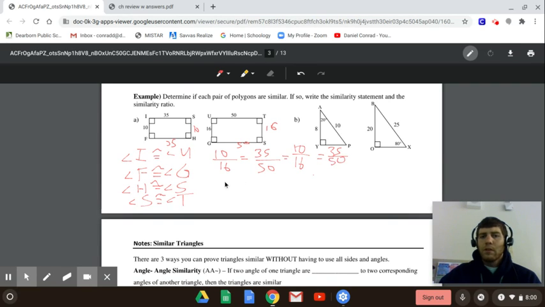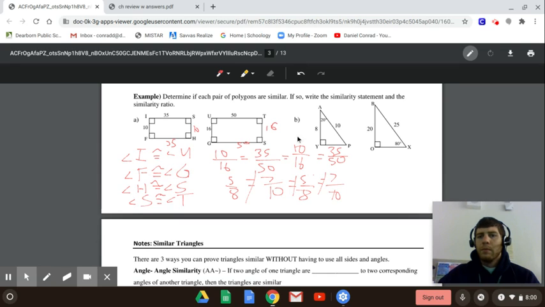It turns out those are not going to be equal. 10 over 16, that's going to be 5/8, where this is going to be 7/10. So those ratios here are not equal. That tells us the sides are not proportional in this case. So it turns out that these triangles here are not similar.